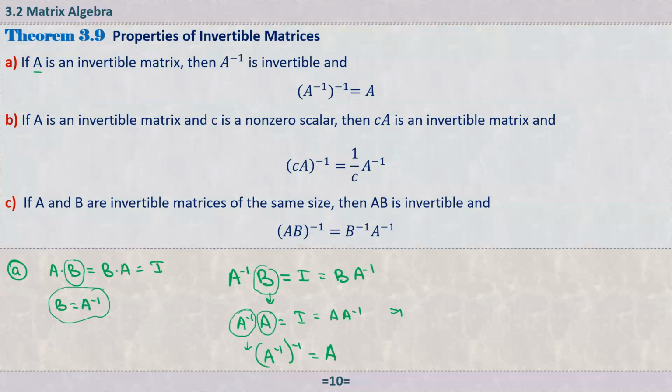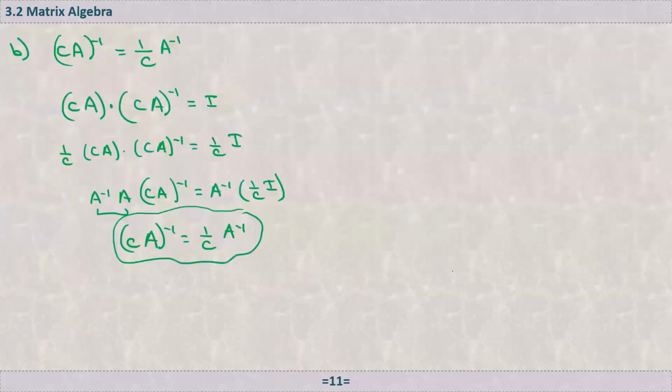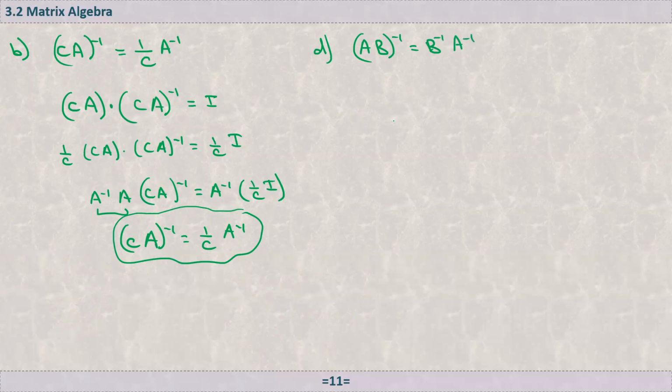And how about C? It says that if A and B are invertible matrices of the same size, then AB is also invertible, and (AB) inverse is equal to B inverse A inverse. Actually, I can just prove this in a similar way. After that, I'll finish the class. So again, as I said here, let's say AB is one matrix times its inverse, and that's equal to I, right?